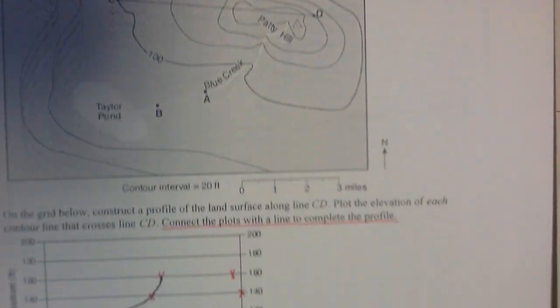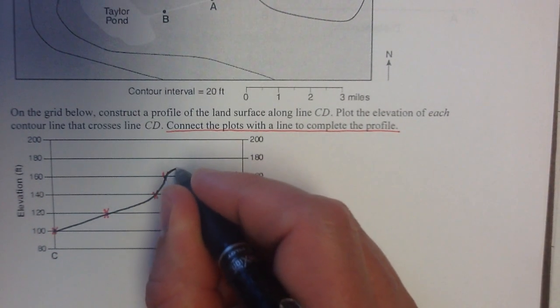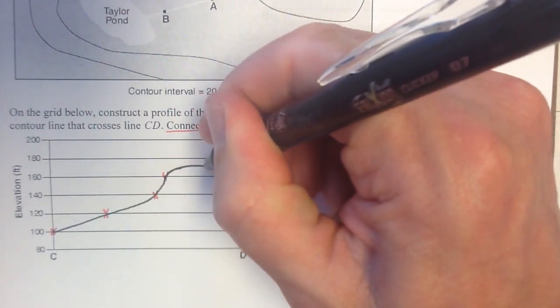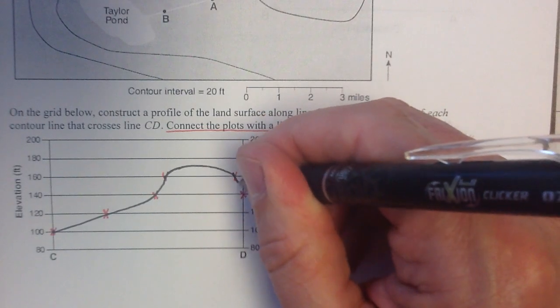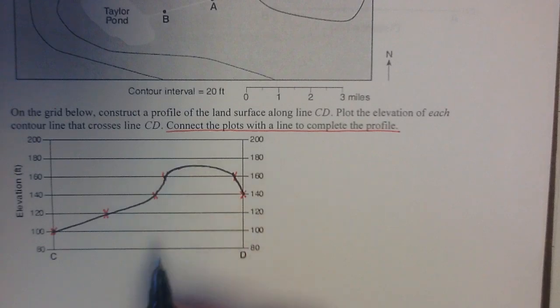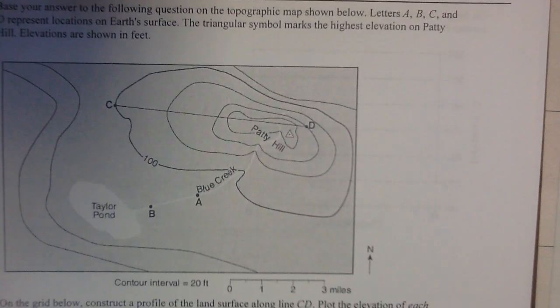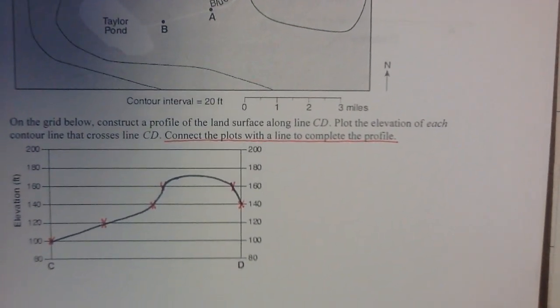but not quite to 180 till we get over here where it's 160 again. So now when we connect the points on our profile, all we have to do to indicate that hilltop is to just show a line that's between 160 but not quite to 180. And as long as you break the plane of this line for 160 and you don't touch the 180, you're good, because we don't know exactly what the highest elevation is on the inside of Patty Hill, so we just have to represent that hilltop on our topographic profile. And that's how you draw a topographic profile of point CD. Good luck, guys.